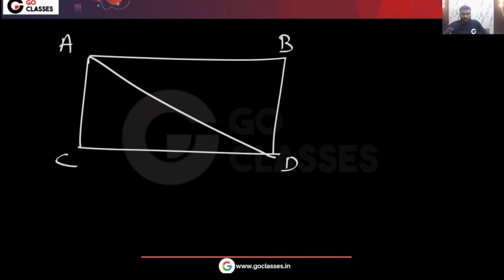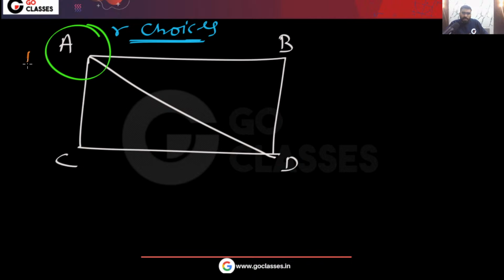A, B, C, D. Okay, so let's see. How many options are there for A? Tell me, how many colors can I use? I can use any of the R colors. Yes or no? There are R choices in total. I can use any color. Let me use red color. Now, for this, how many choices are there? Tell me. For this one, how many choices are there? There are R minus 1 choices.